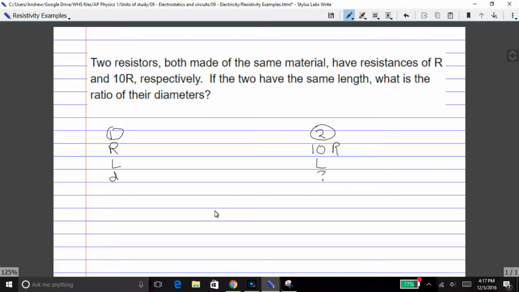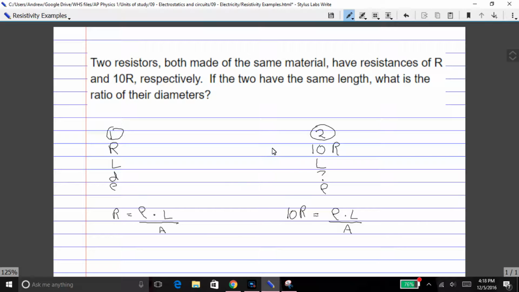Okay, now the resistance equation says resistance equals the resistivity times the length divided by the area. I guess one piece that I should include here is that we do know that they both have the same resistivity because they are the same material. So some resistivity rho and resistivity rho on this as well. I'll just write out an equation for each one of these. R equals rho times L divided by A. And this time we're going to have 10R. I need to make sure I get that right.